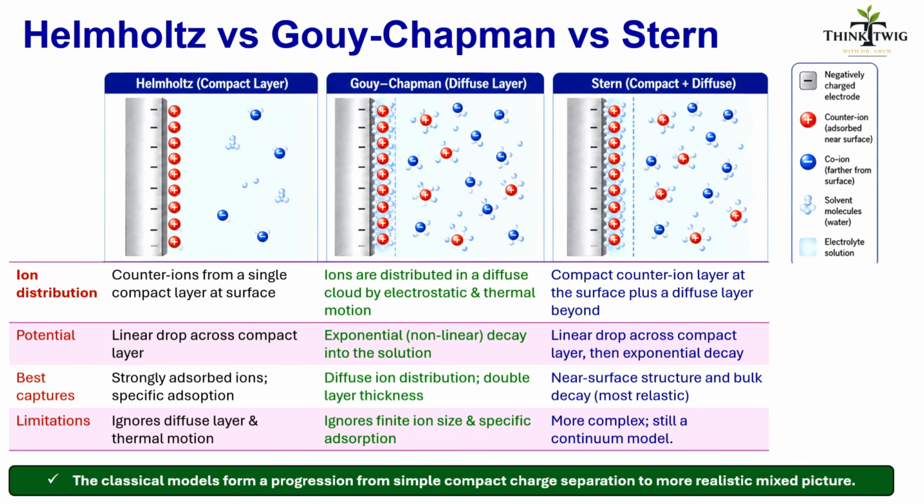So these models are not three completely separate explanations. They represent a progression in scientific understanding. The Helmholtz model explains simple charge separation. The Gouy-Chapman model adds ion motion and distribution. The Stern model brings both ideas together. Still, none of these models alone tells us how much capacitance a real nanoporous electrode will produce. For that, we must look at the electrode structure and the electrolyte together.